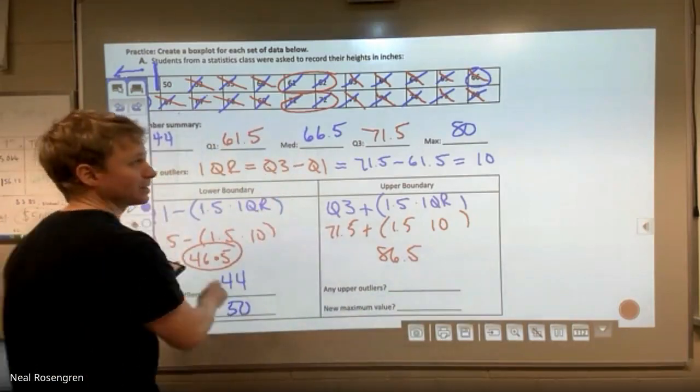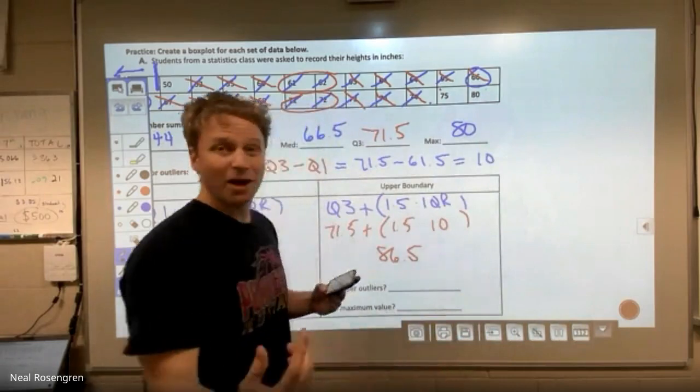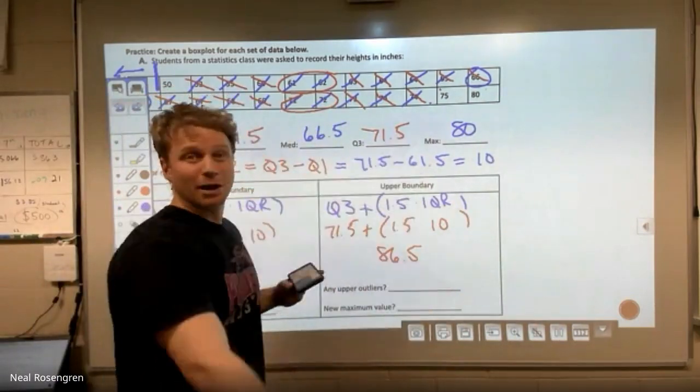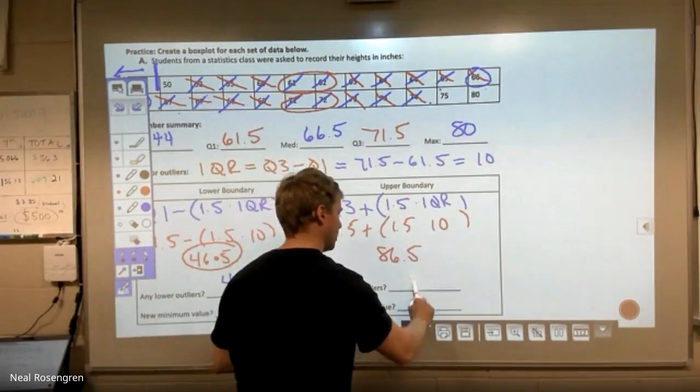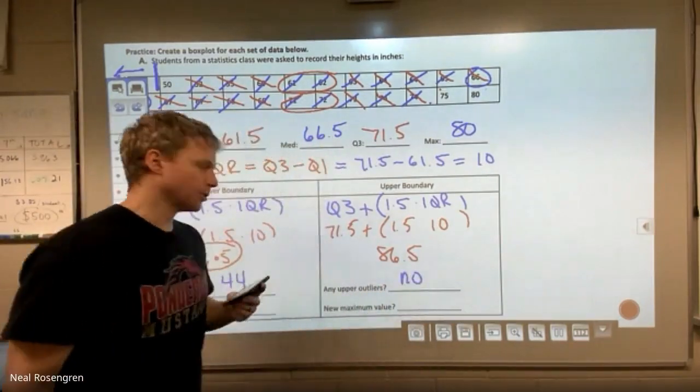And just because I can't see it quite as well, I'm just going to erase these last two. Oh, okay, nice. 75 and 80. No, I'm good. 86.5 is bigger than my biggest one. Do I have any upper outliers? I would just say no. No, I'm good to go.